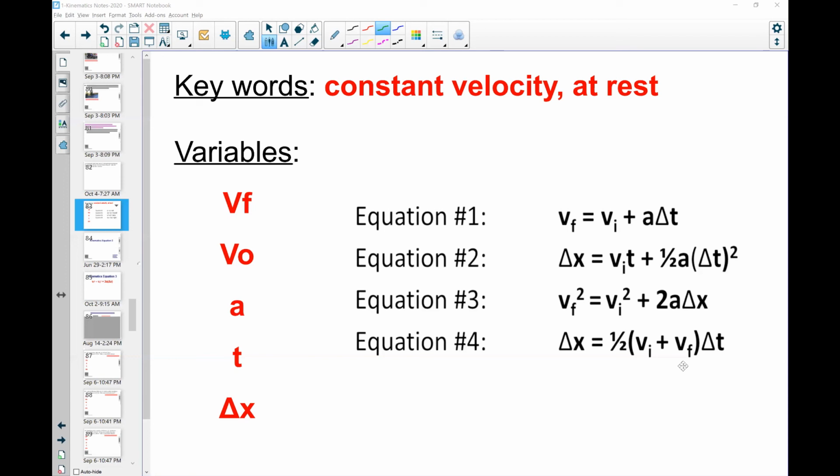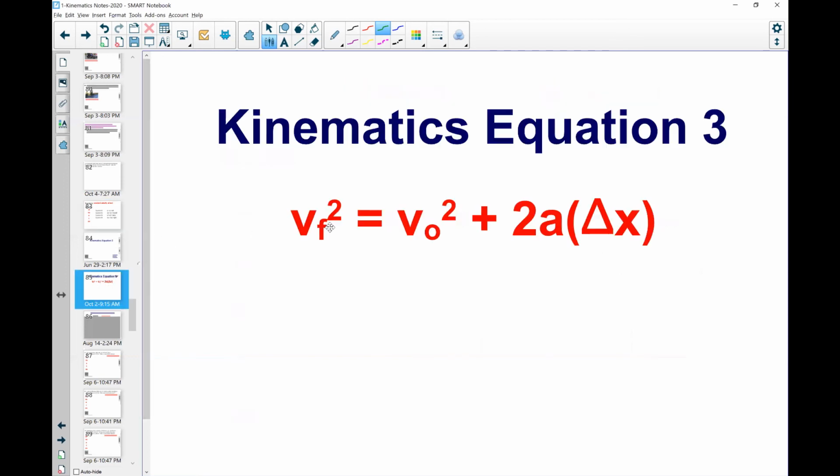Okay, let's take a look at the third kinematics equation then. This third one is the one we're going to cover today. And you may notice right off the bat, it has final velocity, initial velocity, but they're both squared. It has acceleration and it has displacement. It does not have time. So this equation is handy when in the problem they don't tell you the amount of time and you still need to find one of these other variables.